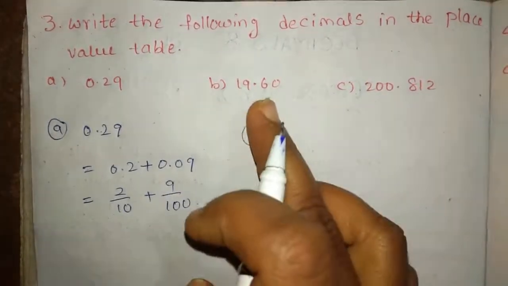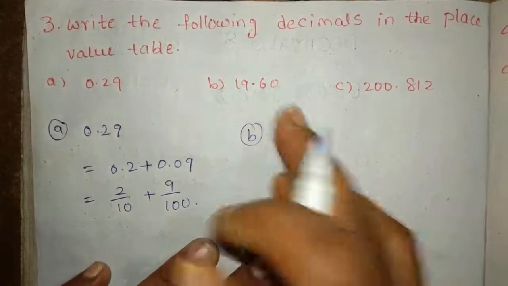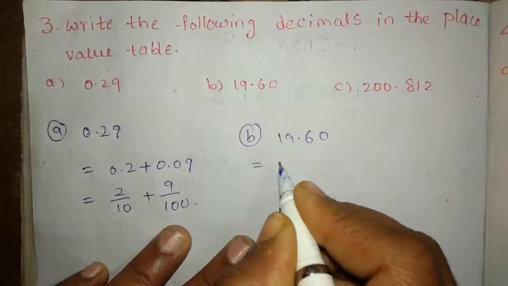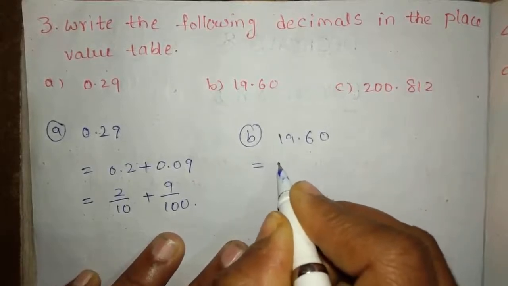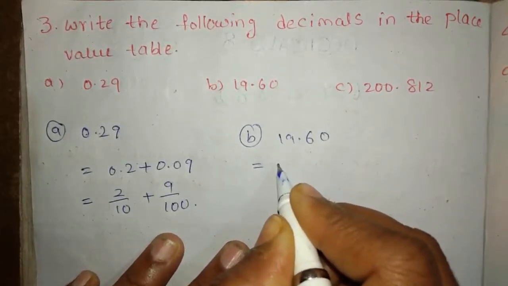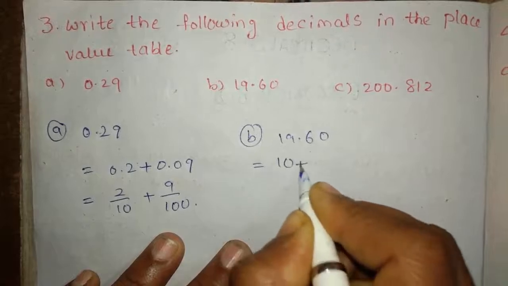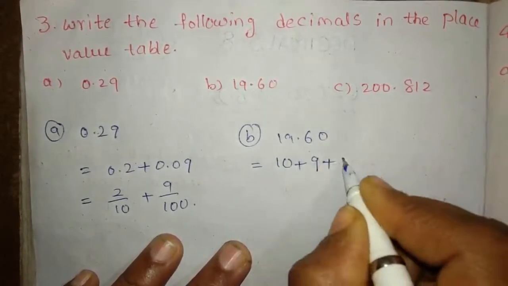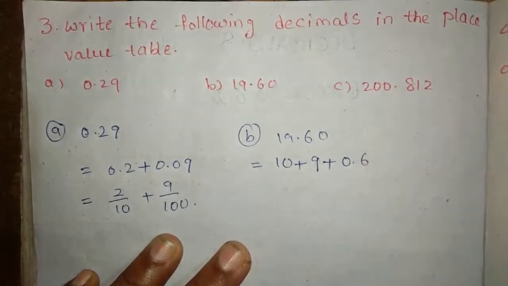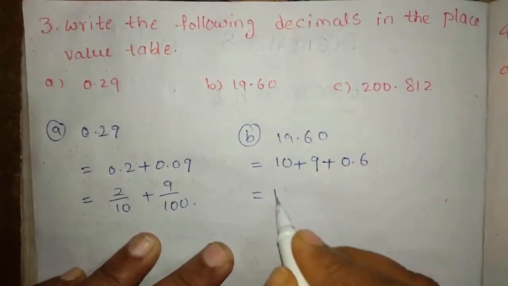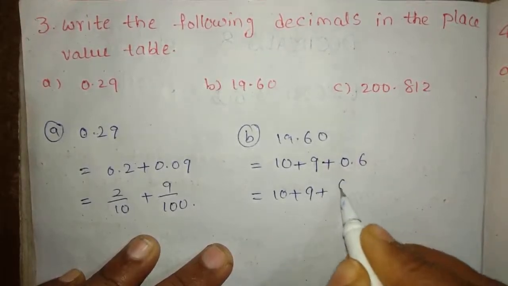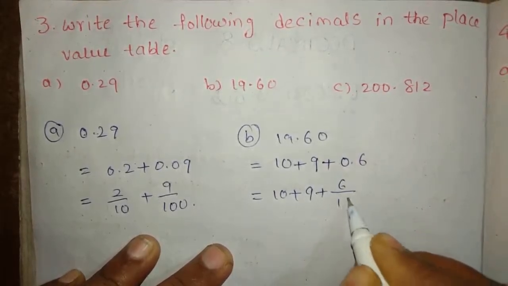Now B, 19.60. Now this expanded form is how many tens? 1 ten. So 10 plus 9 plus 0.6. So that is equal to 10 plus 9 plus 0.6 means 6 by 10.